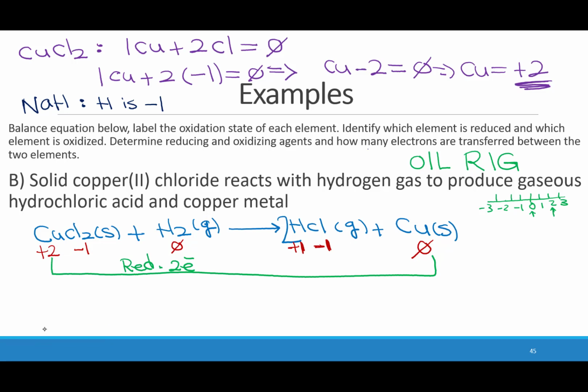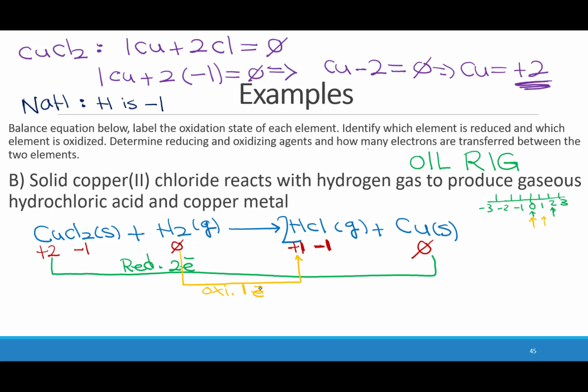Hydrogen was 0, it went to +1. Hydrogen was here, now it went here. As you could see, it's becoming more positive. Once it's becoming more positive, that means it's losing electrons. It's losing, which is oxidizing. Oxidizing, it went from 0 to +1 by 1 electron.